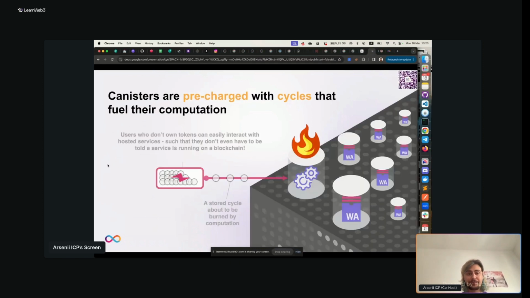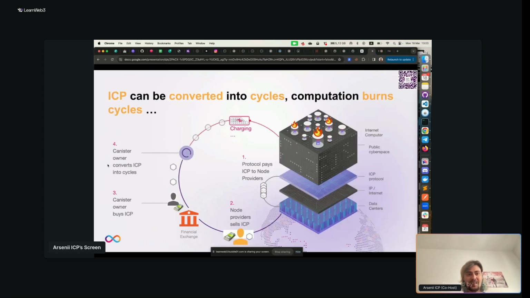As I described about cycles, you can pre-charge your canister with cycles and allow users of your canister to interact without any tokens. So the ICP flow is pretty similar. First, protocols pay ICP to node providers, sell ICP for cycles, and the app developers put the cycles into canisters, the canister is run by the node validator and receives ICP tokens.